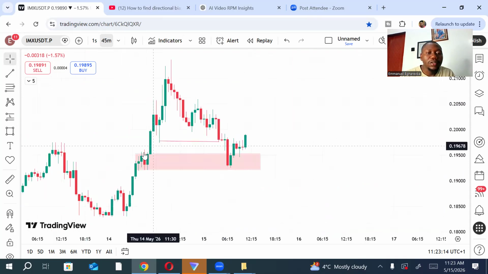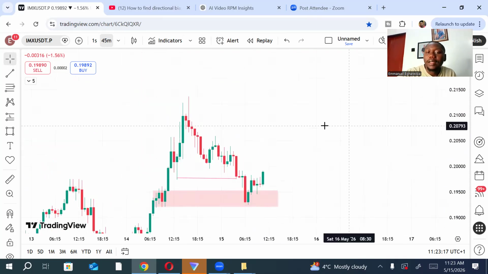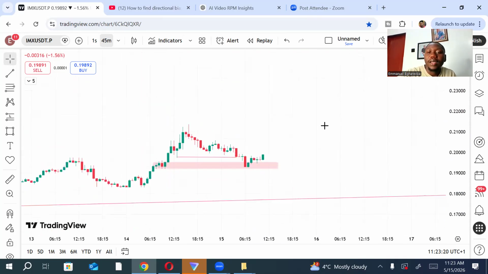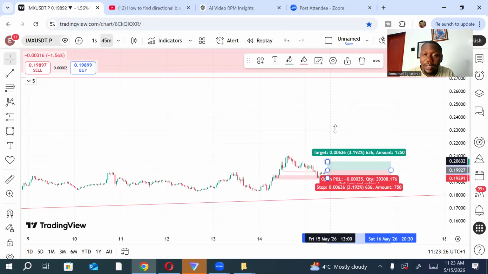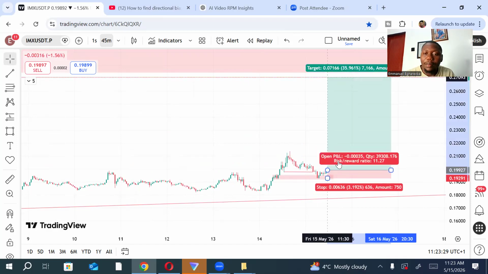All right, this is a good entry, and price is most likely going to move from here. If we were to target this, let's not be greedy, but it's likely going to play out. IMX.